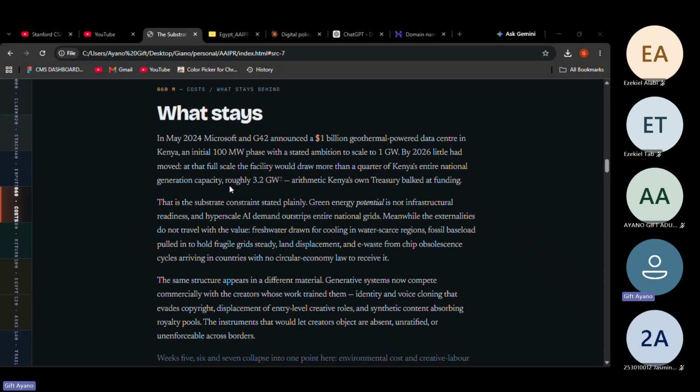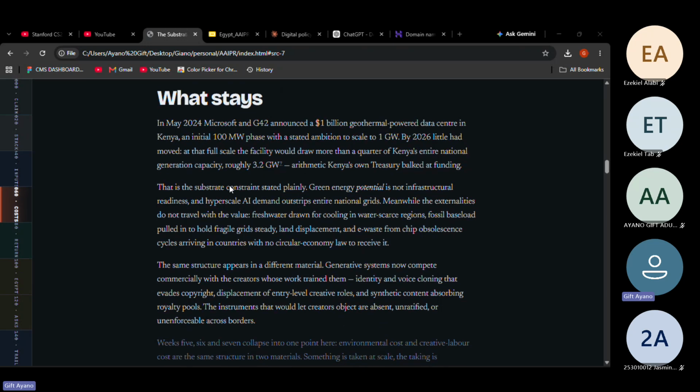That's because having green energy potential does not equal infrastructure. If you are going to build a fully functioning AI data center, energy is not the only thing to look at. You have to look at other things. They plan on taking up to a quarter of what Kenya is producing and using it on one site, which is definitely not possible because they don't have the infrastructure. That's also part of the costs we need to look at. We don't have the infrastructure already.